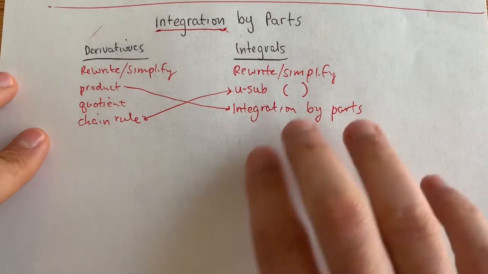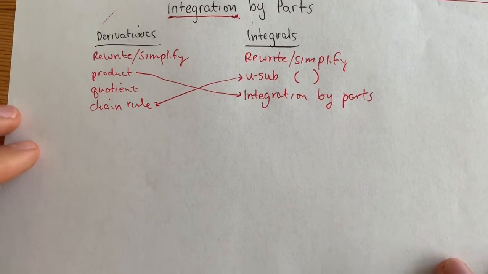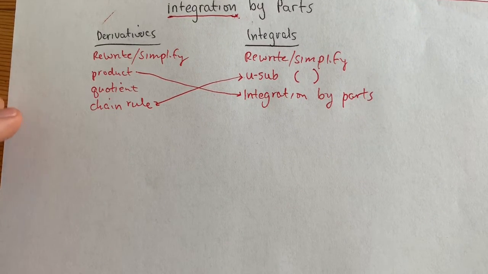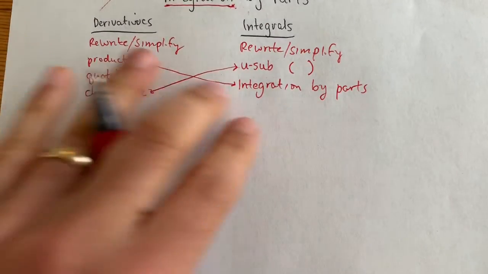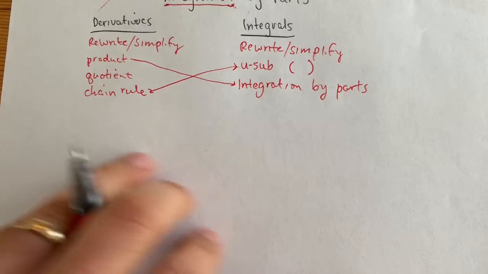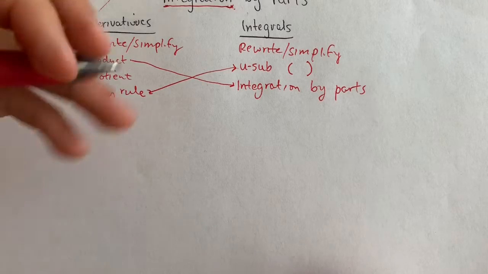So let me show you how it comes from the product rule. This is kind of like the proof of this integration technique, but you don't need to know this, it's just for the mind map. The proof that I'm going to show here is just to show why this works, where it comes from, but you don't have to know this proof.